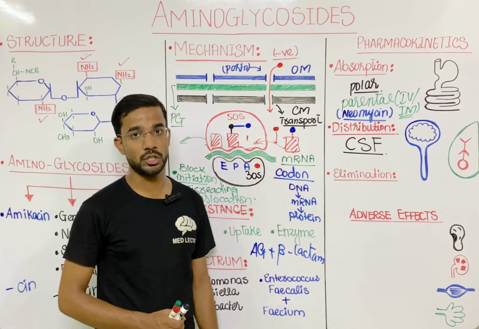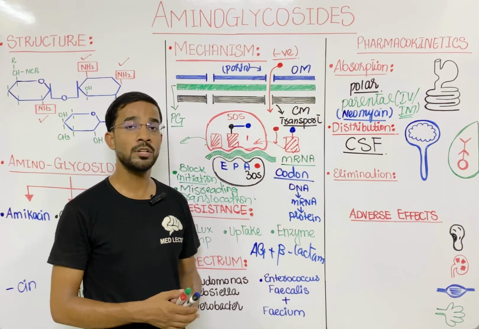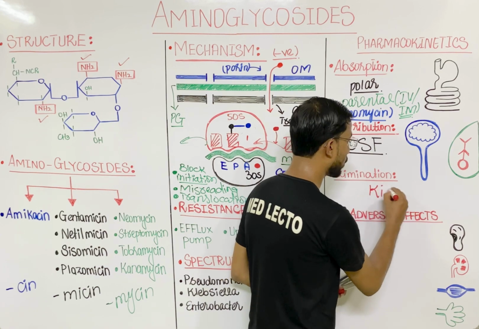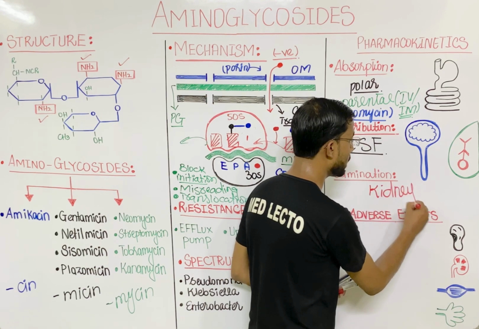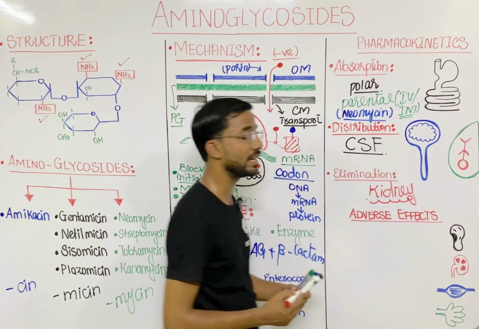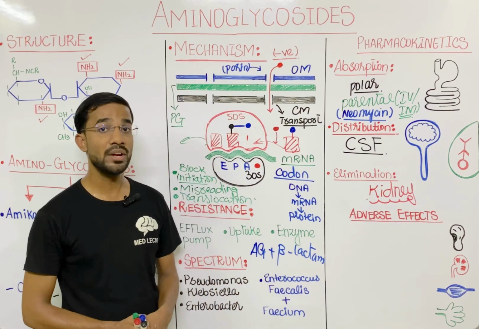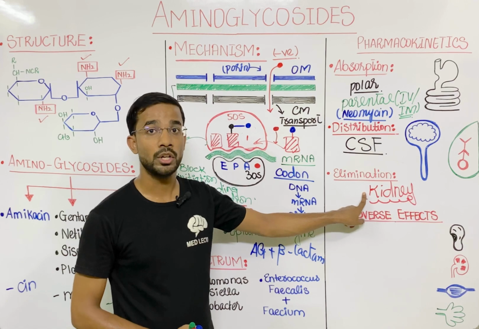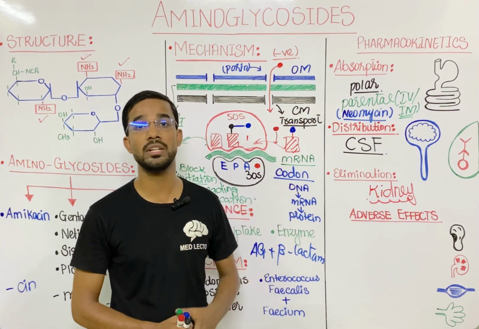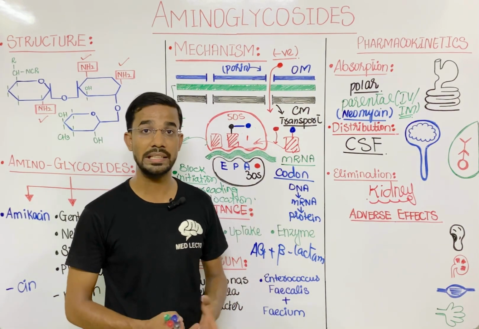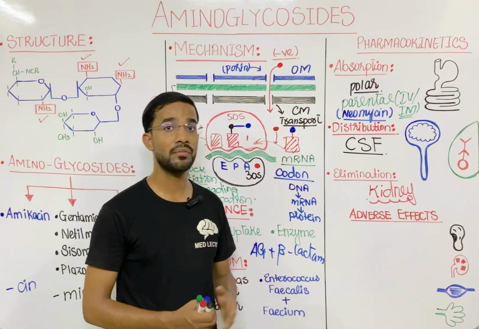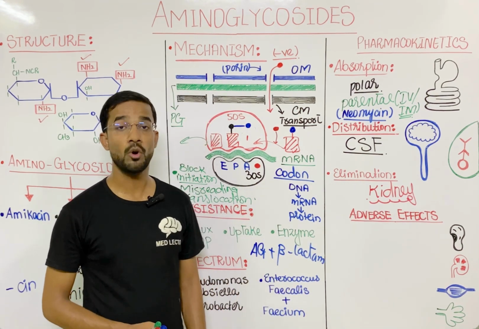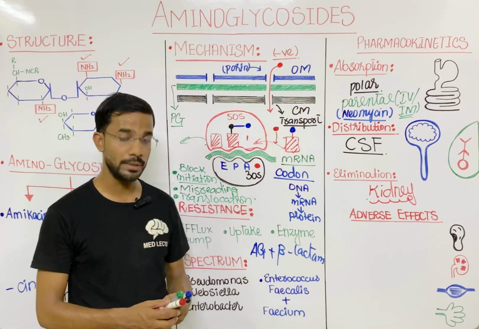Next, you will see the elimination. Aminoglycosides are eliminated through the kidney. So kidney function should be proper for the elimination of aminoglycosides. If the kidney function is not proper, then you have to adjust the dose of the aminoglycosides in kidney failure patients.